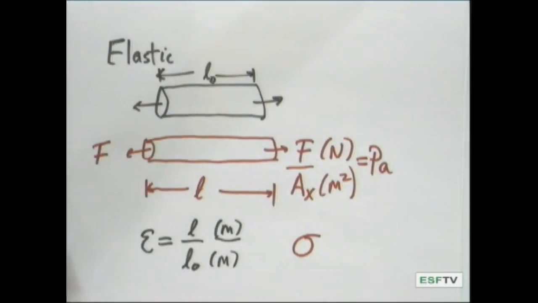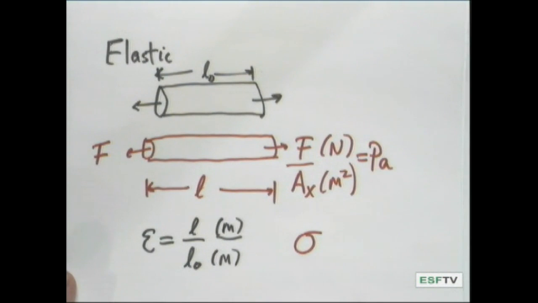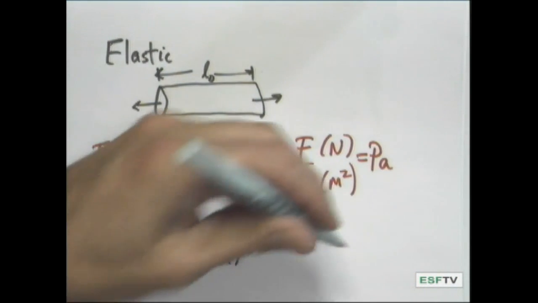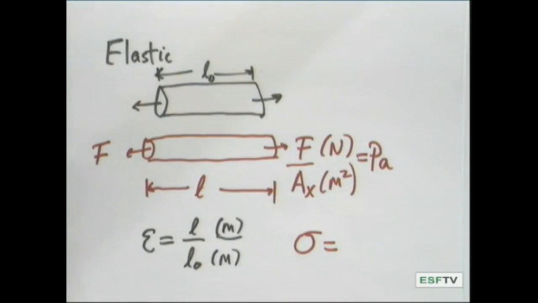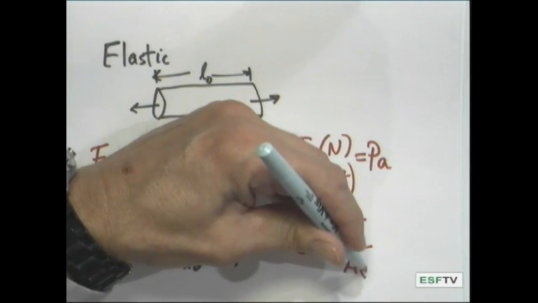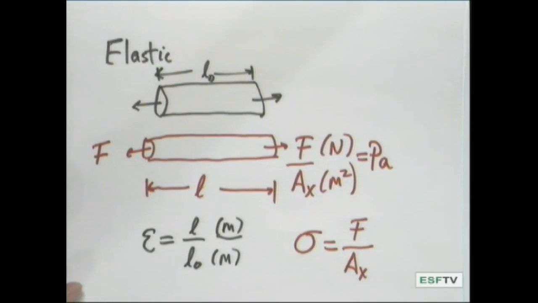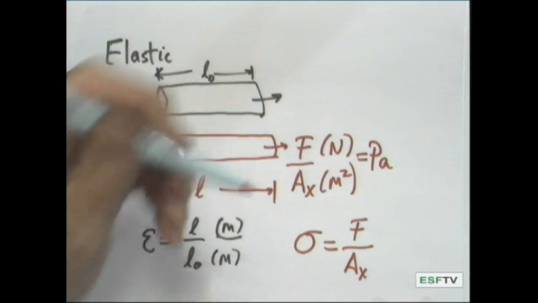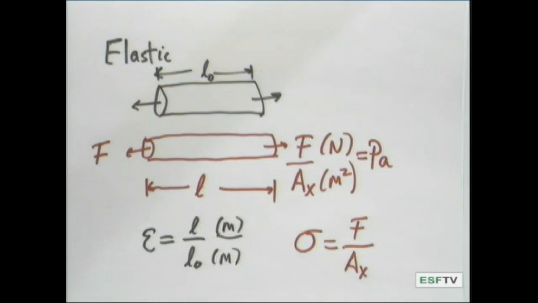Now, stress is usually symbolized with a Greek sigma, and the stress is actually the force over the cross-section area of whatever object it's operating through. And this means that therefore the stress is formally a pressure.